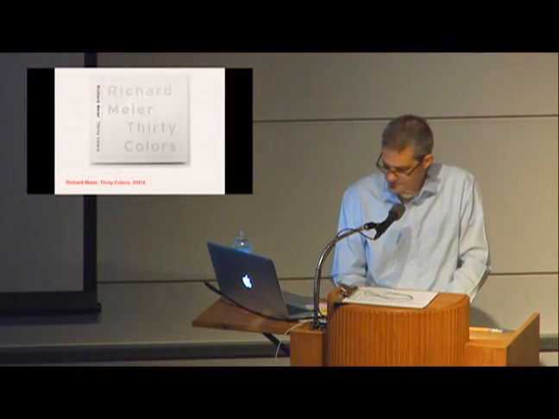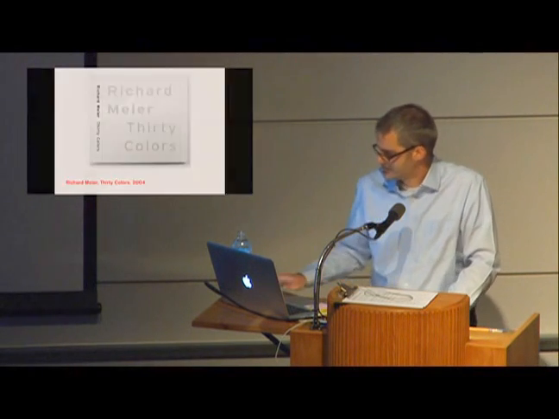So this is the Richard Meier book. Now, this slide might be kind of blown out. Yeah, it's a little bit blown out. This is his 30 colors. The collection by Richard Meier consists of 30 square paint chips. It comes out in a gatefold, folded twice on either side. It's 30 square paint chips, each titled a Meier White with a corresponding number assigned from 1 to 30.